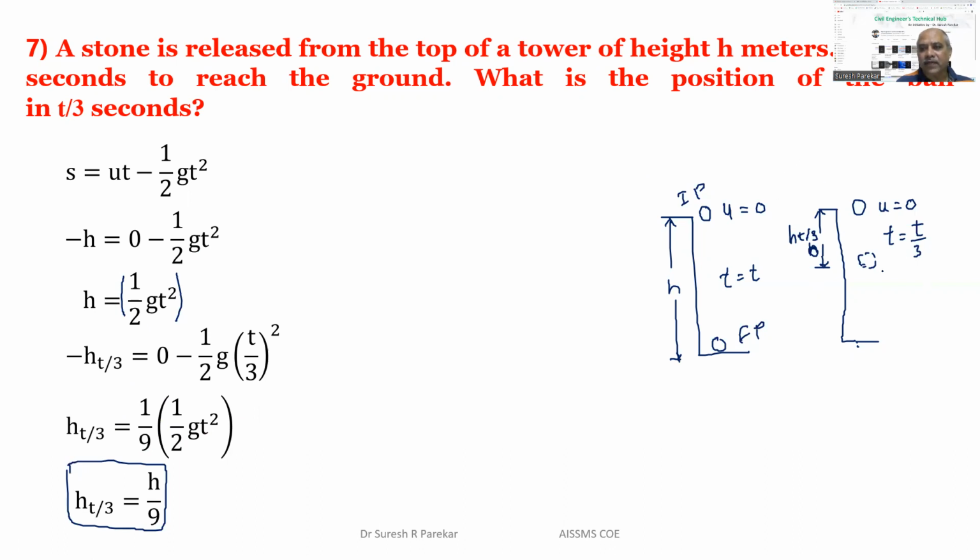From the ground, if we want to find it, then we have to go h minus h by 9, and it will be 8h by 9. It is from the ground. You have to see in the answer whether we have to go from top or bottom.